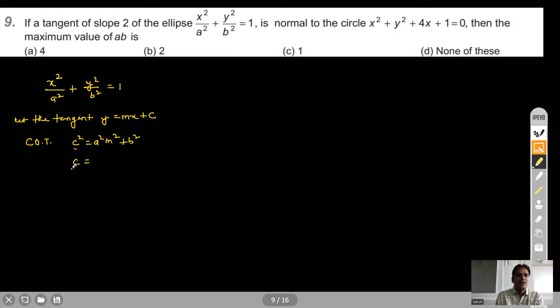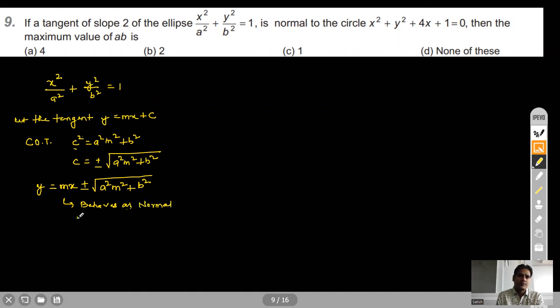Or this c must be equal to plus minus under root of a square m square plus b square. Is it okay? So this is our tangent, y is equal to mx plus minus under root of a square m square plus b square. Now, this is the tangent to the ellipse. This same line behaves as normal to the given circle also.